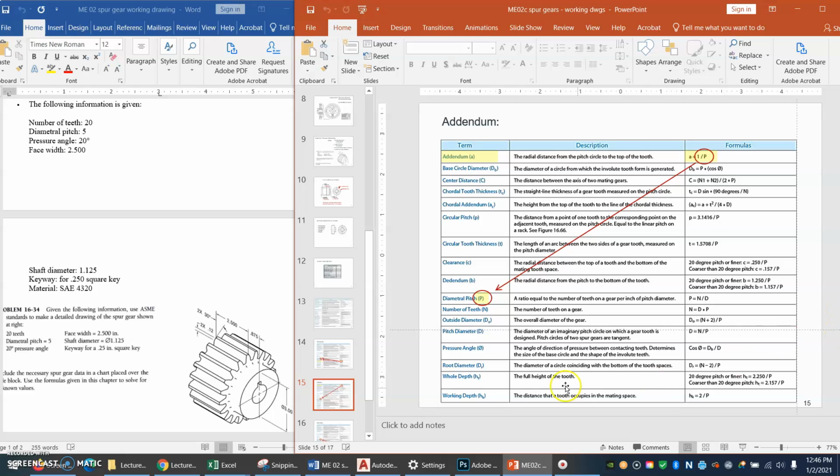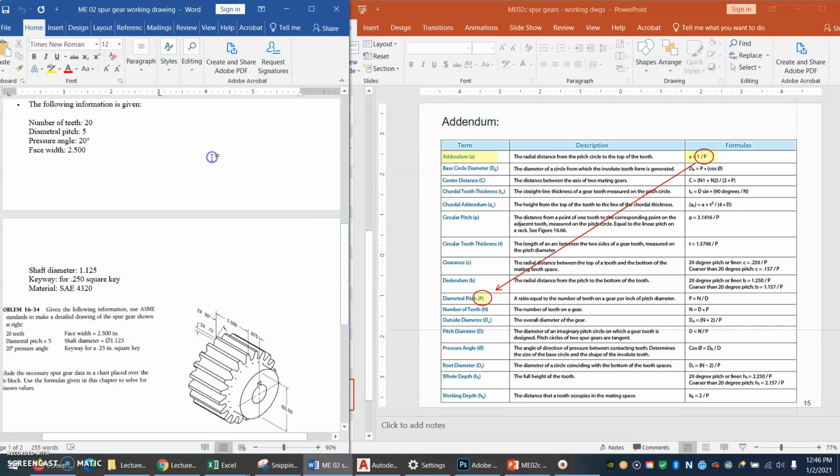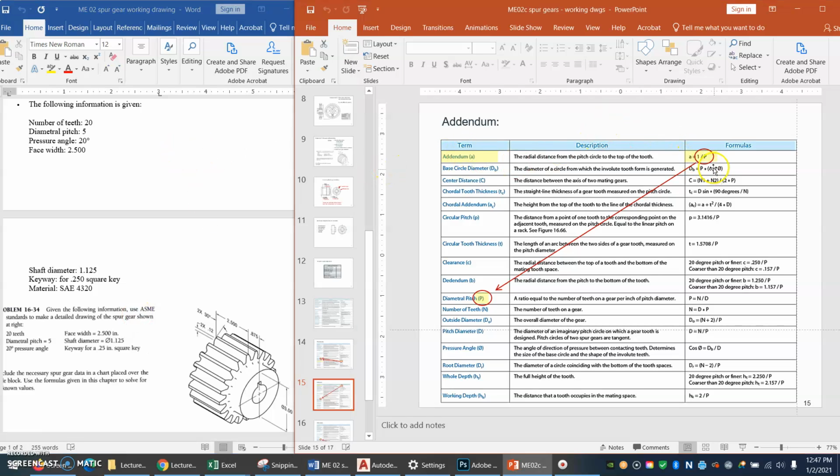Okay, now what? Addendum. Does he tell us the addendum? No, he doesn't. We'll have to figure that out. And according to this chart, the addendum is 1 divided by diametral pitch. Diametral pitch is 5. So your addendum will be 1 divided by 5. In other words, 0.2 or 200 thousandths.